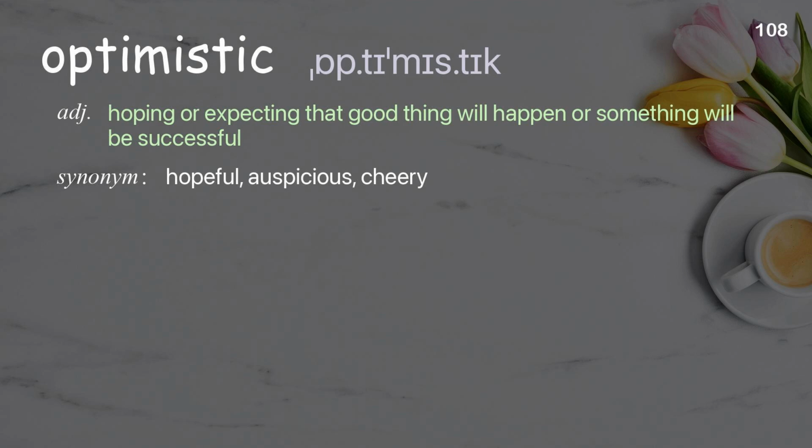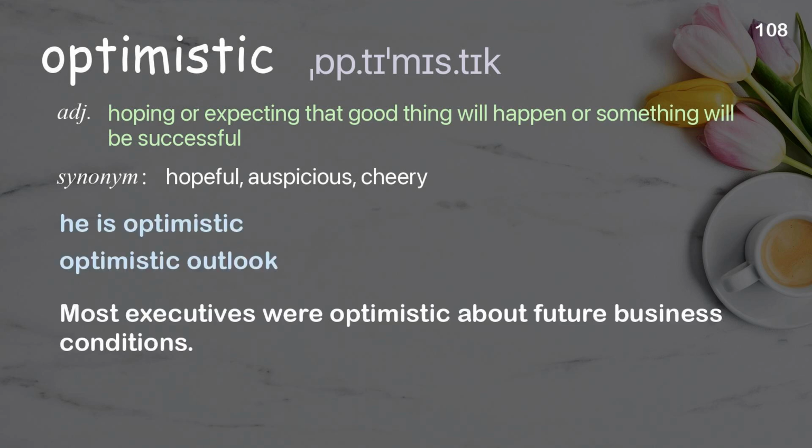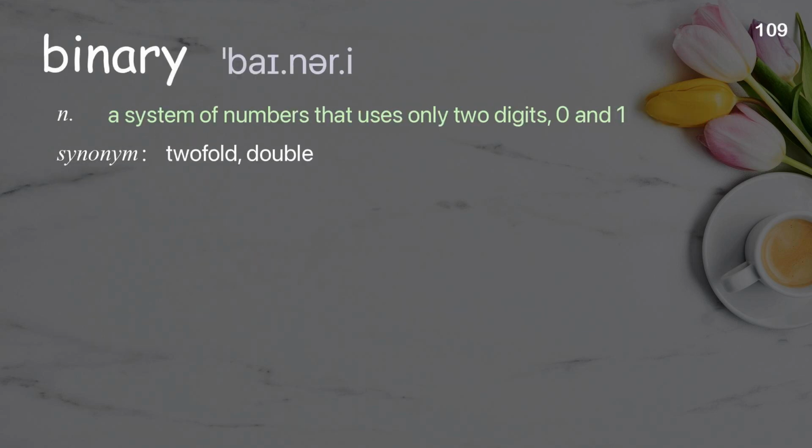Optimistic. Hoping or expecting that good things will happen or something will be successful. Examples: He is optimistic. Optimistic outlook. Most executives were optimistic about future business conditions.